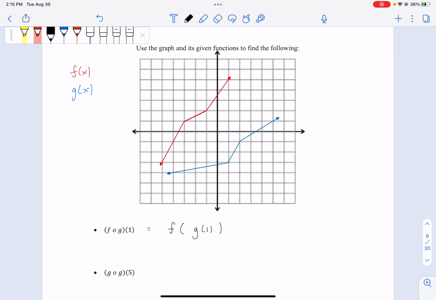Now, when the x value of g is 1, the y value of g is negative 3. So we know that g of 1 is equal to negative 3, meaning that instead of f of g of 1, this is f of negative 3. Now what's f of negative 3? This is f, and the value at negative 3 is 1. And there you go.